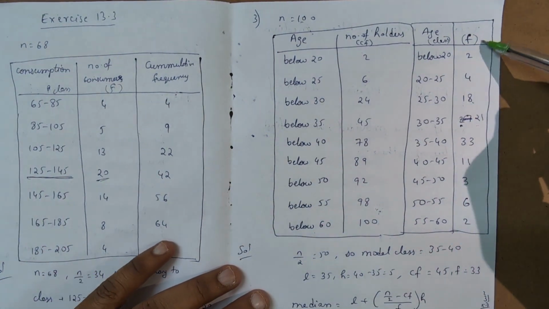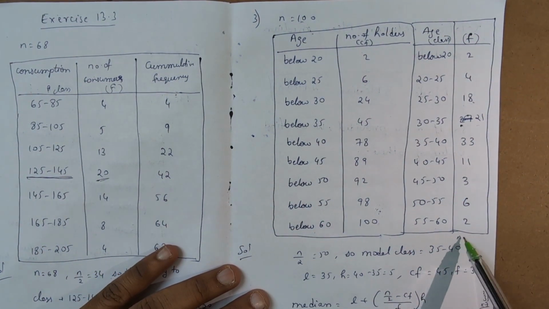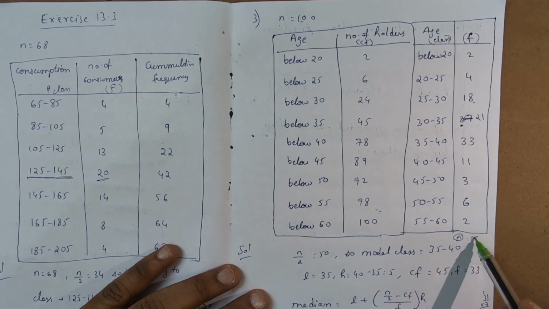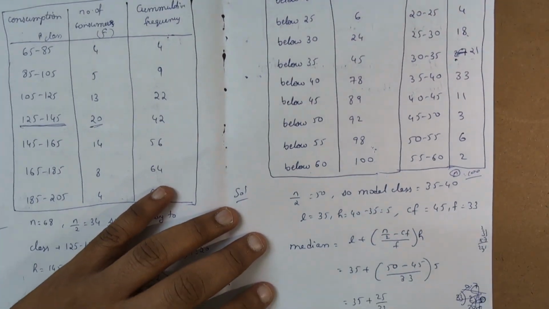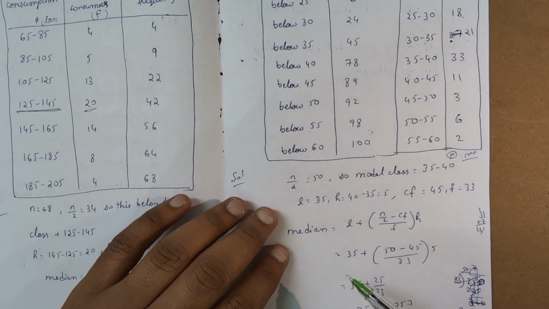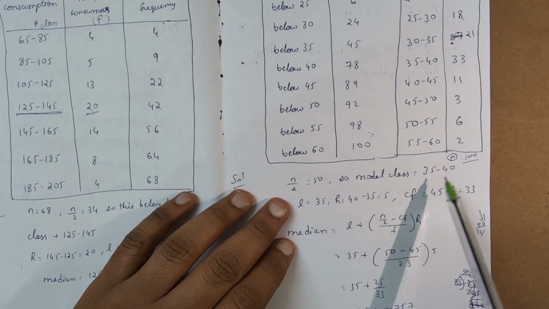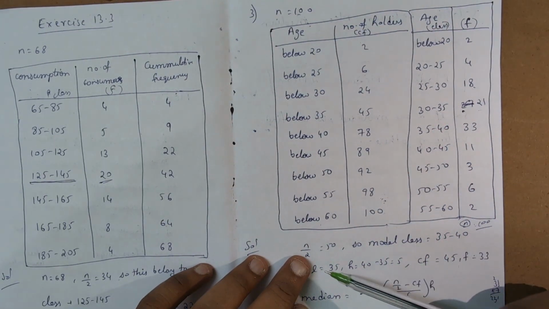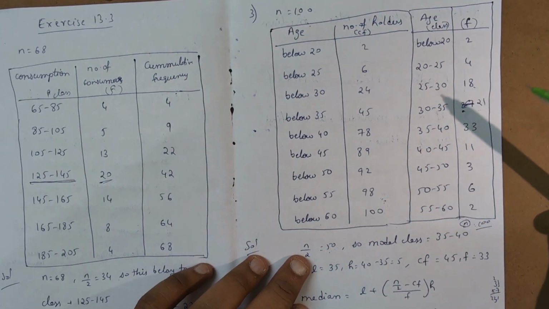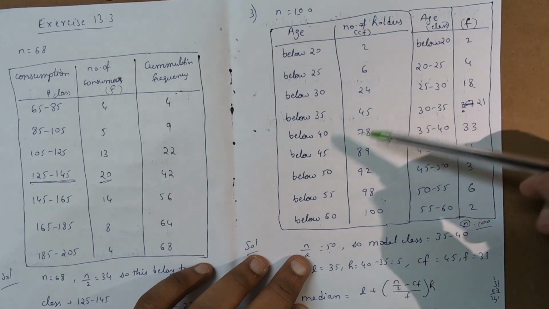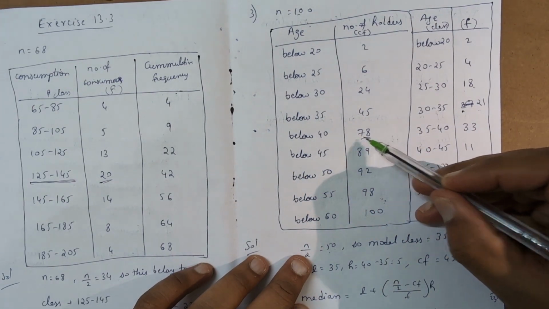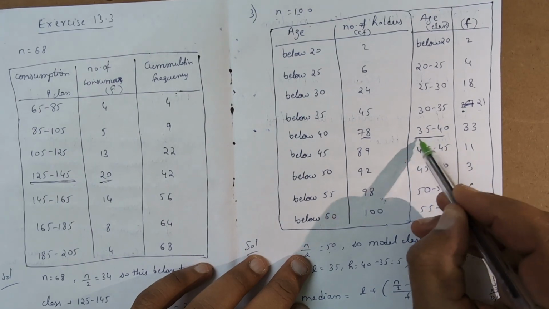As I mentioned, the sum of all these frequencies should match n, which is 100 in this case. So now apply the formula and calculate the values. n by 2 is 100 by 2, that is 50. For the model class, we look at where 50 cumulative frequency is present, so 50 will come here. So our model class is 35 to 40.